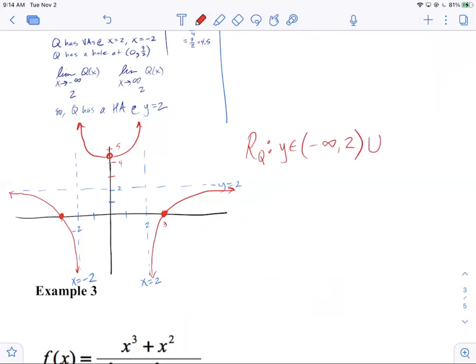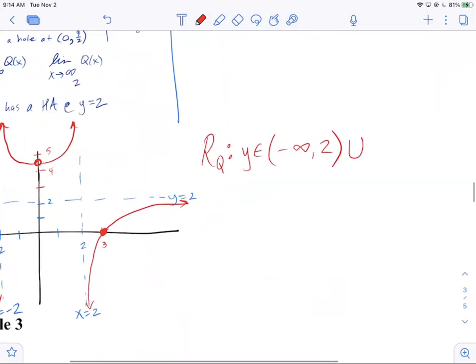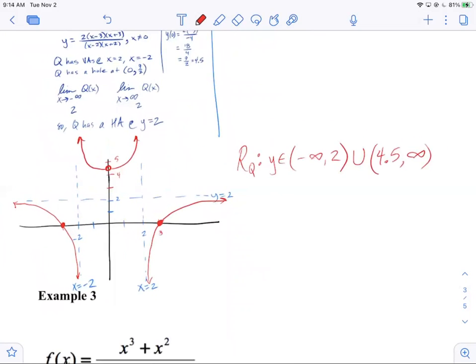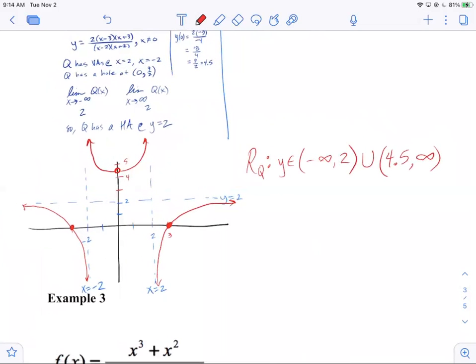Union, and then what y value do we pick back up at? 4.5 or 9/2 with a what? Parenthesis or bracket? Parenthesis, and then we cruise up to infinity. Yeah, very good. So knowing that this one was y-axis symmetric helped a little bit, although we didn't need it. The points themselves told the story.